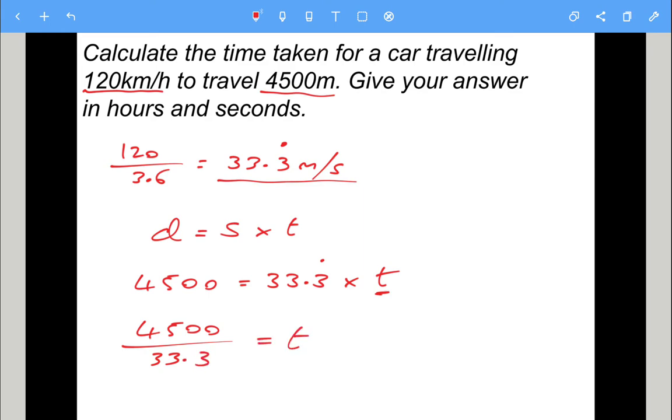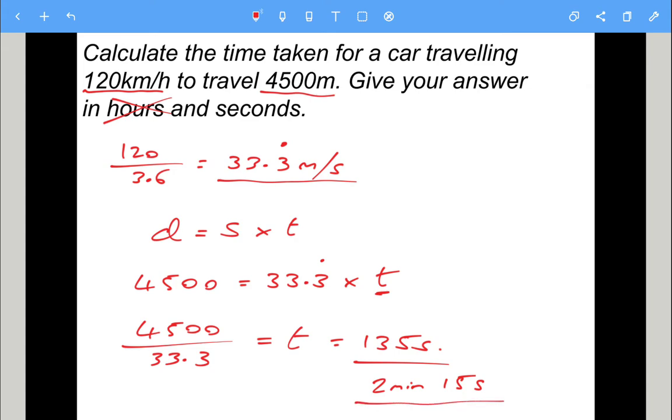So if you calculate that, that gives us 135 seconds. So that's definitely not hours. That's obviously a mistake. That should be minutes. So to get into minutes, 2 minutes is 120 seconds. So you got 2 minutes and 15 seconds. Hopefully that one went okay.